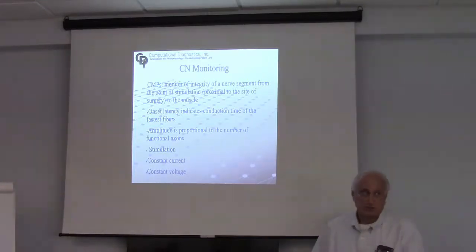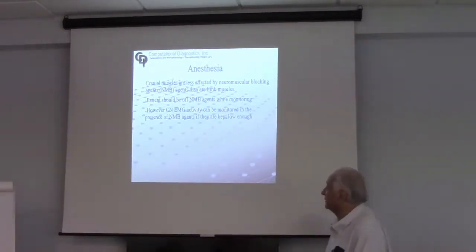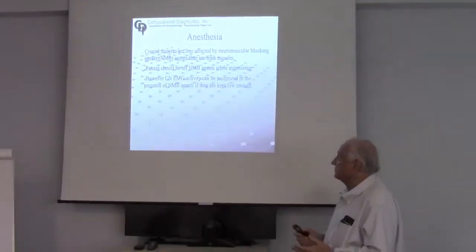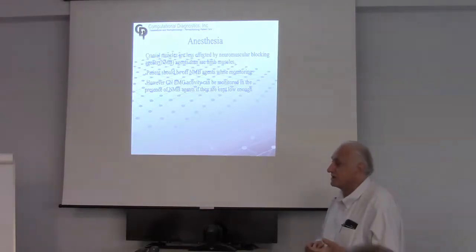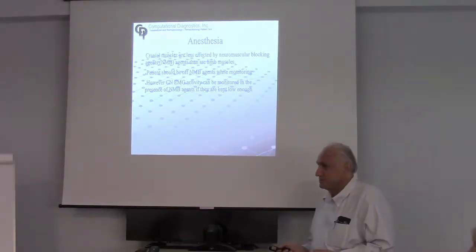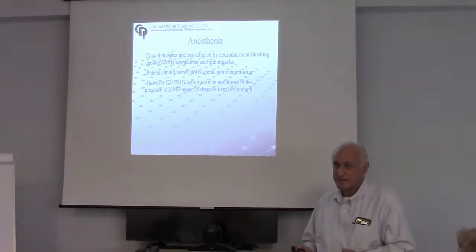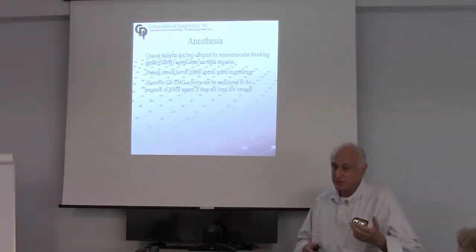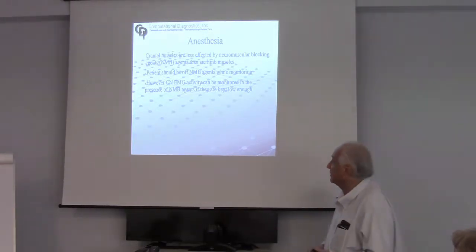Stimulation, you can use constant current, constant voltage. It doesn't really matter. We've used both, and they've worked equally well. Anesthesia, again, cranial nerves tend to be less affected by neuromuscular blocking agents than do limb muscles. So if you want to check if they've got four twitches back, the number of twitches are going to be different in the limbs than they are in the facial area. So you've got to be aware of that.